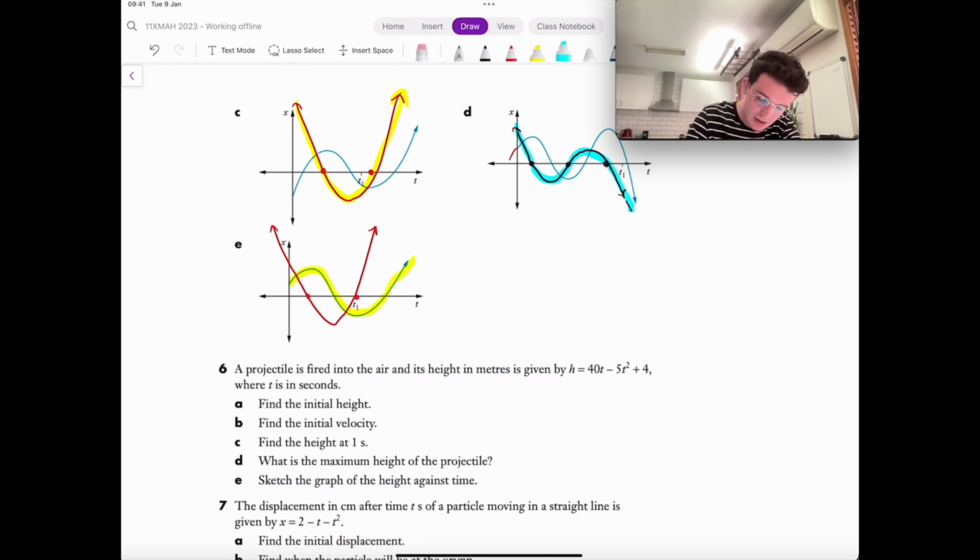Its velocity, well, it's slowing down. It turns around right here. Now it's negative, getting more negative. Now it starts to slow down, turns around, and then it speeds up. Okay, hope that makes sense.